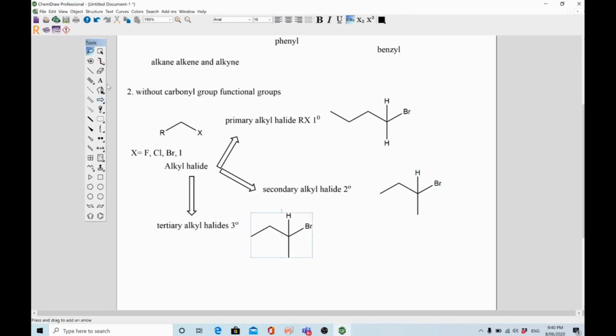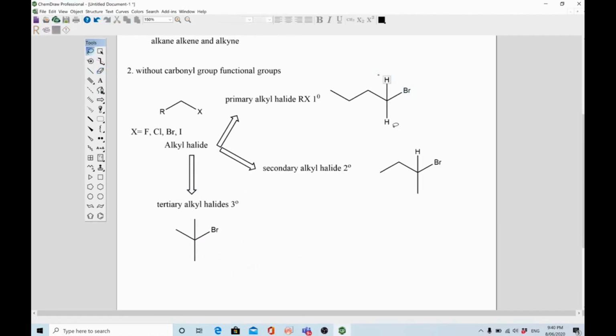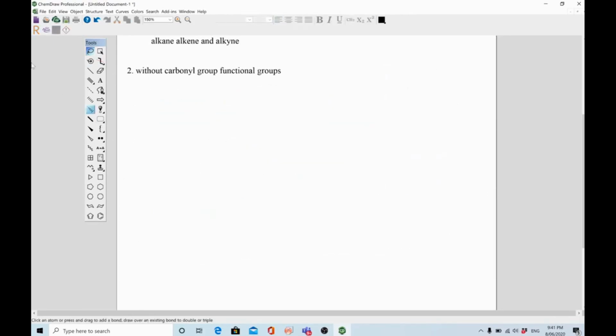And another one is tertiary alkyl halide. So when we replace the last hydrogen with a methyl group, that's when we say this is tertiary. Now if you see, this carbon does not contain any hydrogen. So primary, two hydrogens; secondary, one hydrogen; tertiary, no hydrogens. These are the three types of alkyl halides, and let's remove them. Okay, done this, we are done with alkyl halides.